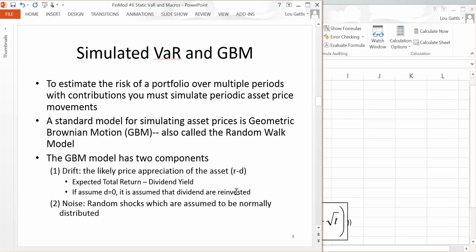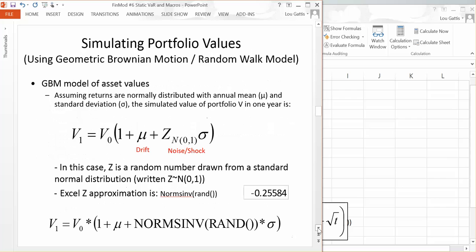And this model is very similar to VaR in that it has an expected return component, and it has a noise or shock component. So here it is. Again, it looks a lot like VaR. This says the portfolio value in 1 year, or one period from now, is today's portfolio value times 1 plus the mean, sometimes called the drift. That's the expected appreciation or return, plus a shock of z standard deviations.